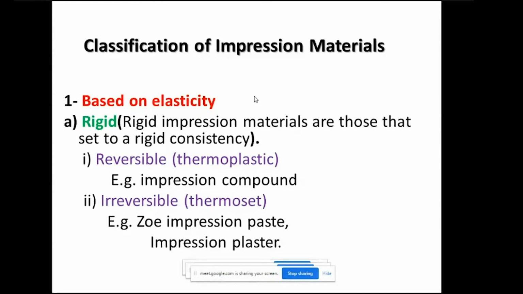Rigid impression materials are those that set to a rigid consistency. It is subdivided into two types, reversible and irreversible. What do you mean by reversible? Reversible impression material, like what? Like impression compound.